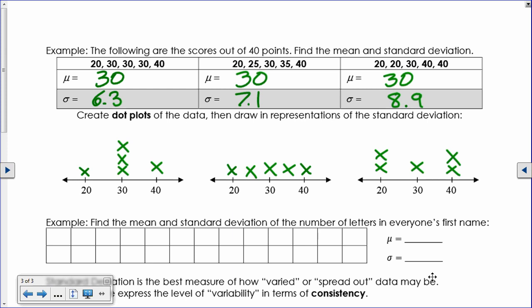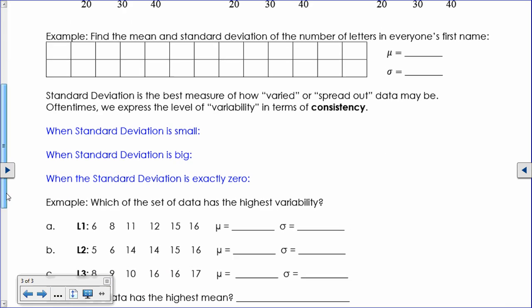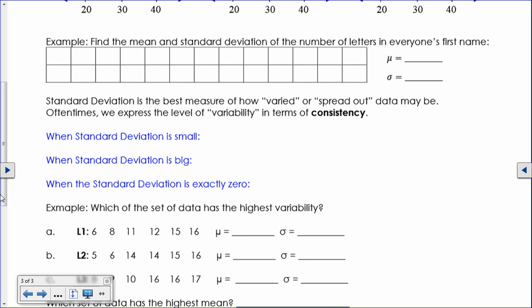All right, we're going to try a standard deviation question using people's first names. You need to count up how many letters are in your first name, full first name, not nickname, and then we're going to write that down just like we did for everybody's names. Think about your full first name, not first and last, and not a nickname if you go by one.